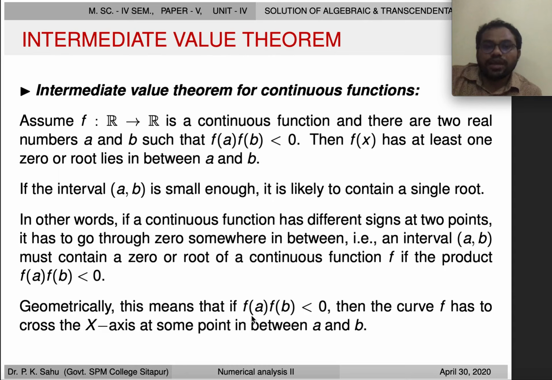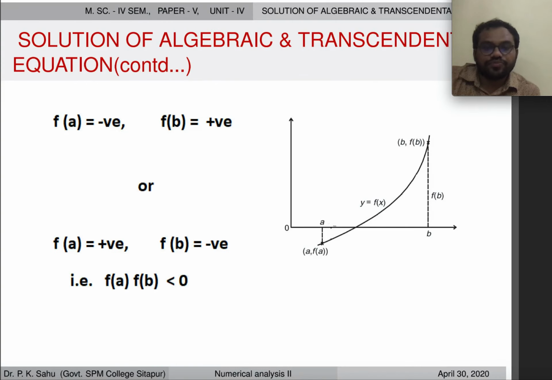Geometrically, this means that if f of a into f of b is less than 0, then the curve f has to cross the x-axis at some point in between a and b. Now we can see it graphically. Here we have taken the case where f of a is negative and f of b is positive. Then the graph has to cross the x-axis somewhere, and this is the point which is the root of the equation.